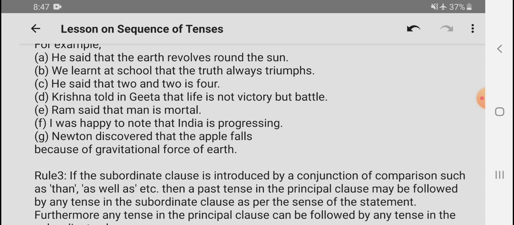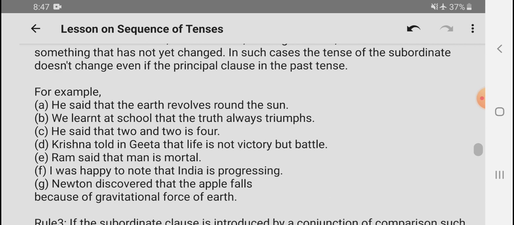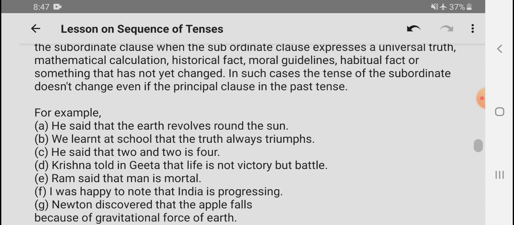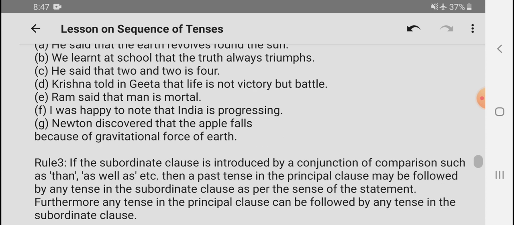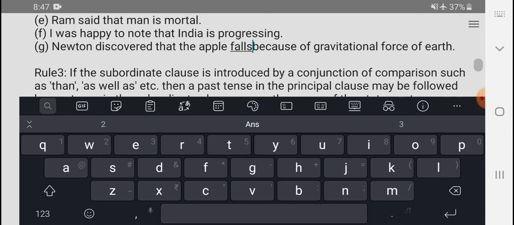I was happy to note that India is progressing. That is something that hasn't changed yet. Newton discovered that apple falls because of gravitational force of earth. That is, I would say, a historical fact.